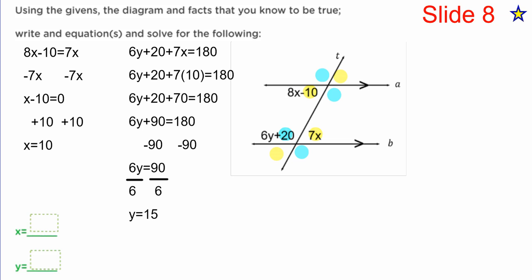So again, for problems like these, using the diagram, look to see if the lines are parallel. If so, mark the corresponding angles that are congruent and the vertical angles that are congruent to help you write some equations. And you can then solve those equations for your two variables and then get the measurements as needed.